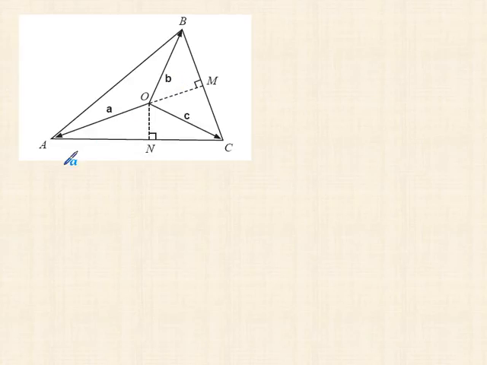Question 4. We're given this diagram here. We can see the triangle ABC. M is the midpoint of this side, and N is the midpoint of this side. In part A, we want to express ON in terms of A and C.